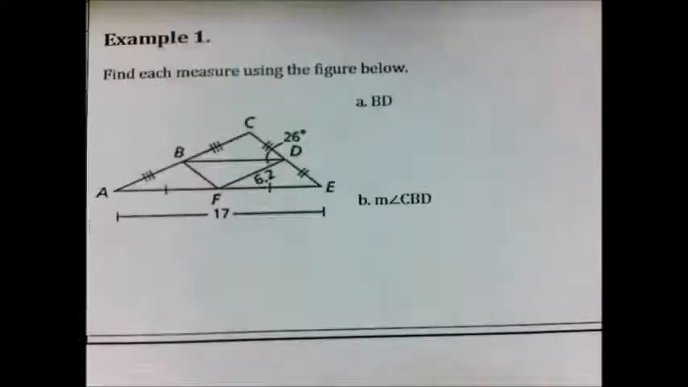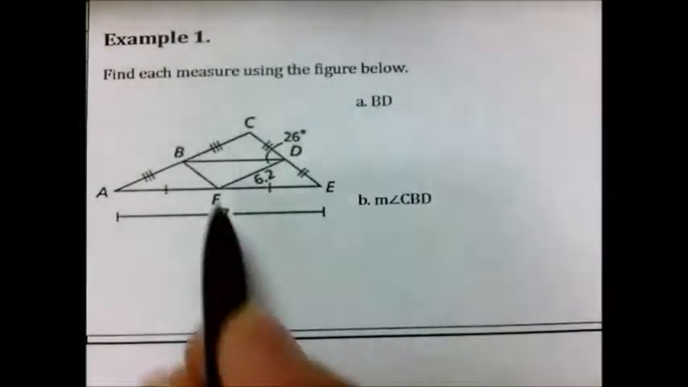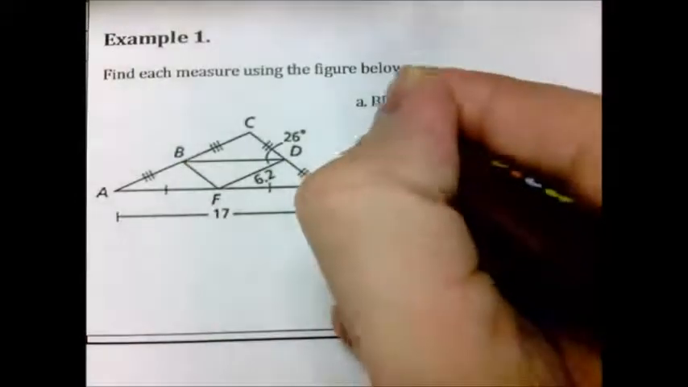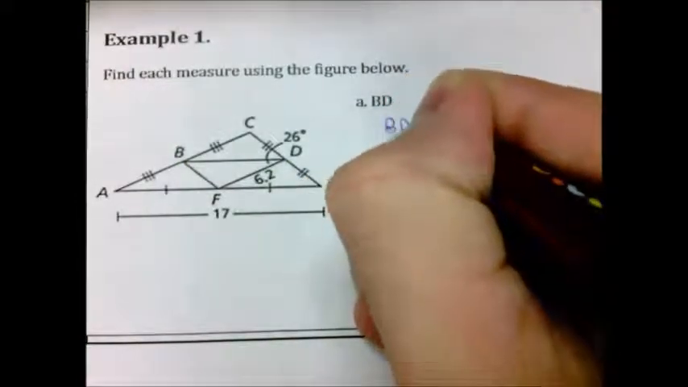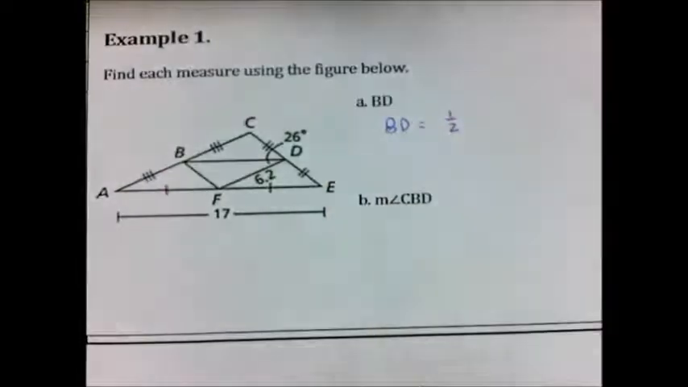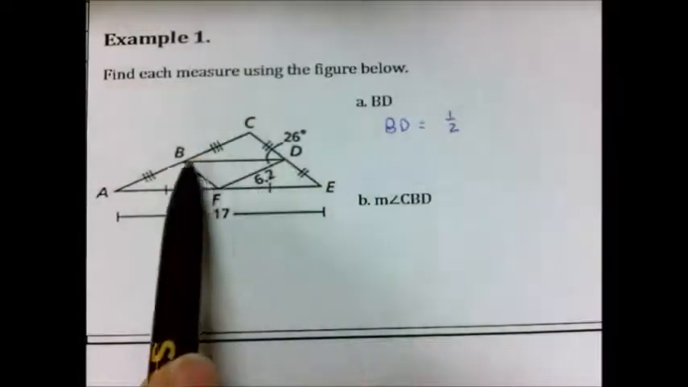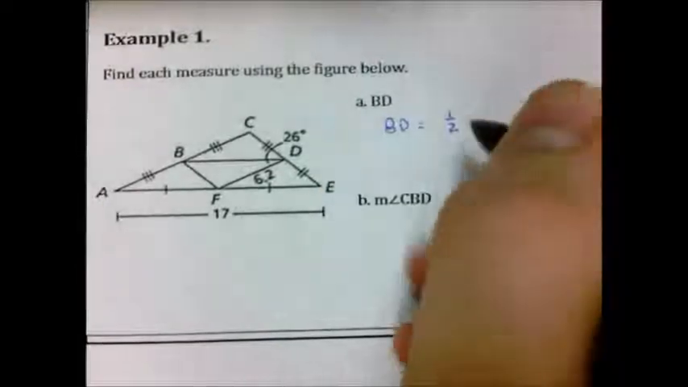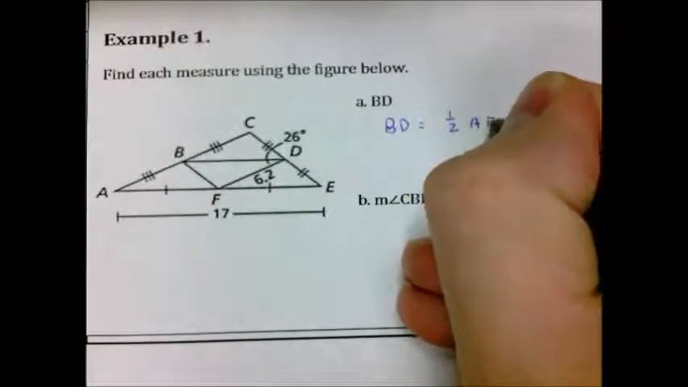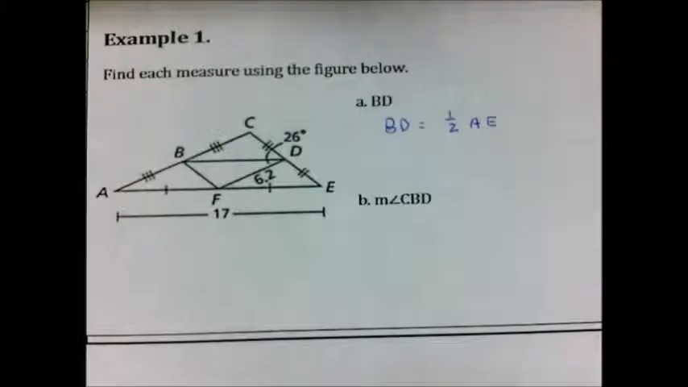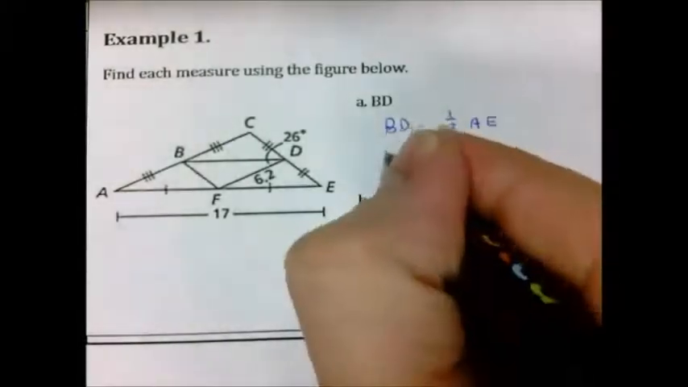Okay. All right. For example 1 here, we're going to use what we know about the triangle midsegment theorem to solve these problems, and it says to find each measure using the figure below. So we're trying to first find the length of BD. If we're trying to find the length of BD, we know that it is going to equal half of the length of the side that's parallel to it. BD is parallel to AE, so we know that BD is going to be half of whatever AE is.